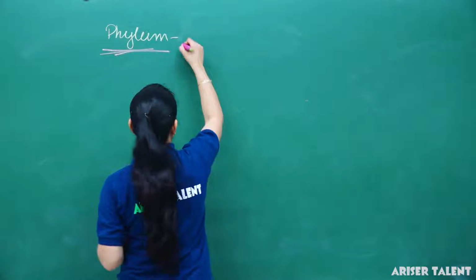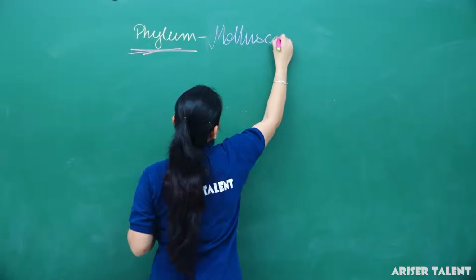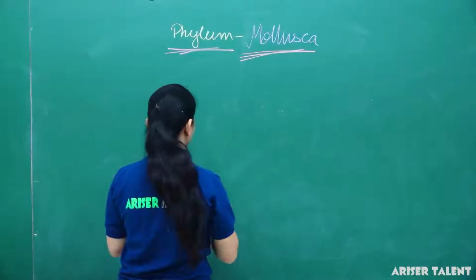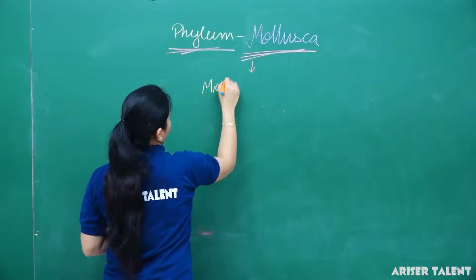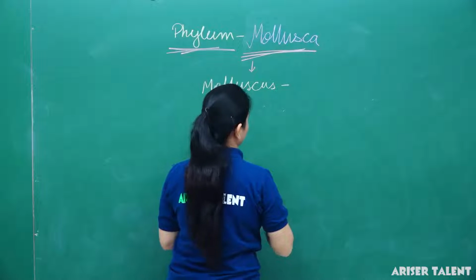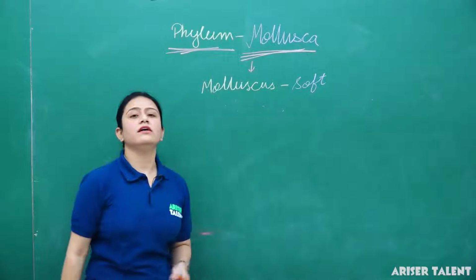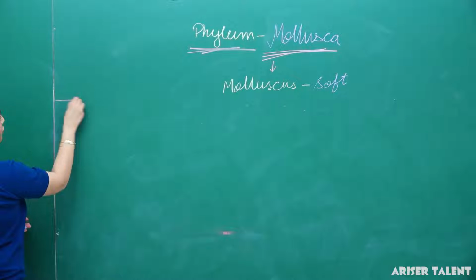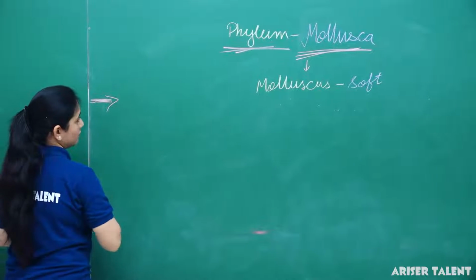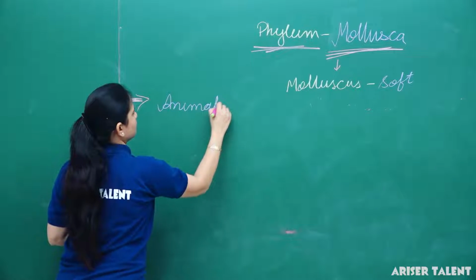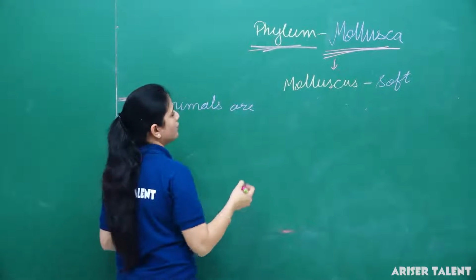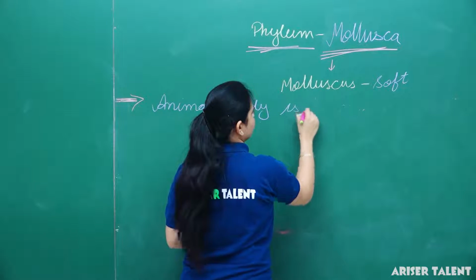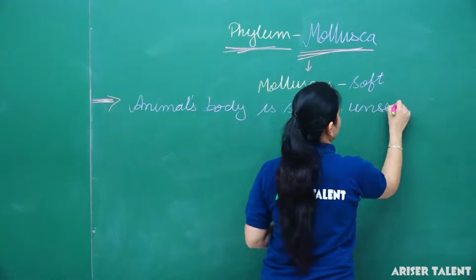Next is phylum Mollusca. Mollusk means soft. It means these are the animals that are soft and unsegmented. Then the first feature of the Mollusca group will be that the animal's body is soft and unsegmented.